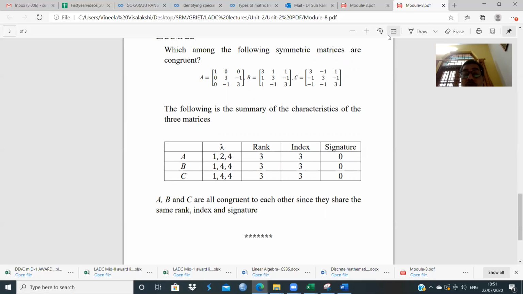So all of them will have the same signature. Of course, the last column should be corrected to 3, 3, 3 because number of positives minus number of negatives will be 3 minus 0, that is 3. All of them should be 3. Since all of them have the same rank, index, and signature, the matrices A, B, C are congruent to each other. So these things are very, very important when we actually understand quadratic forms for their structures. And structures matter a lot, not only in optimization, but in several pattern recognition problems. I hope with this we have understood all aspects of the eigenvalue problem, quadratic forms, and their properties.